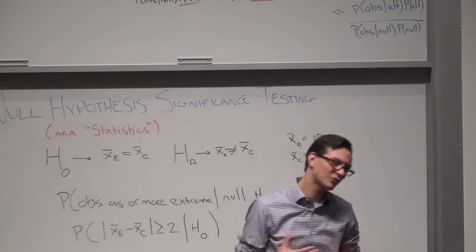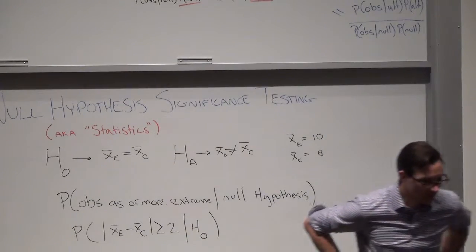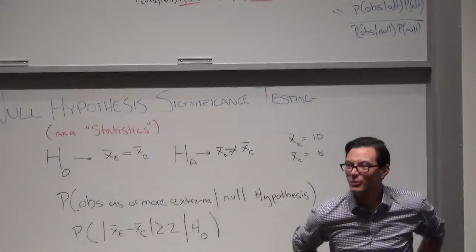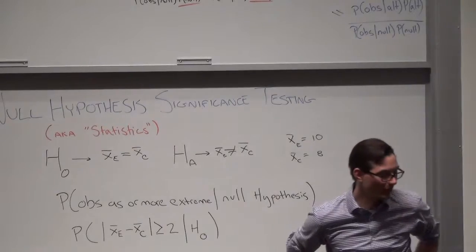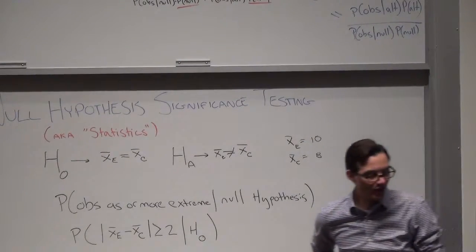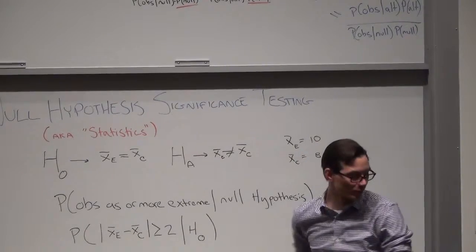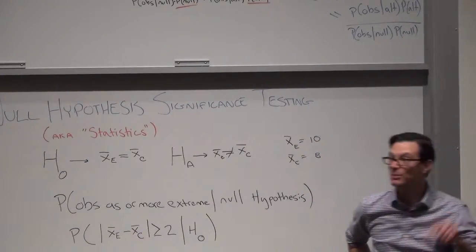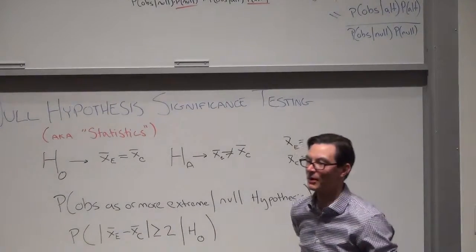This seems like sort of playing around with language. Why am I belaboring this point that we don't accept the null hypothesis, that failure to reject the null is not evidence for the null? The reason I'm belaboring this point is that people die every day because of this mistake.